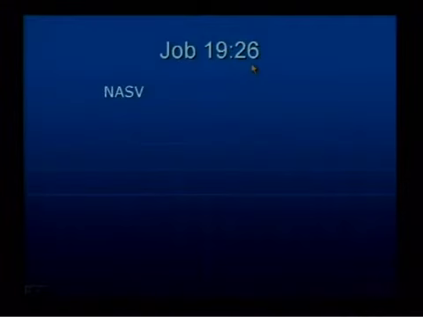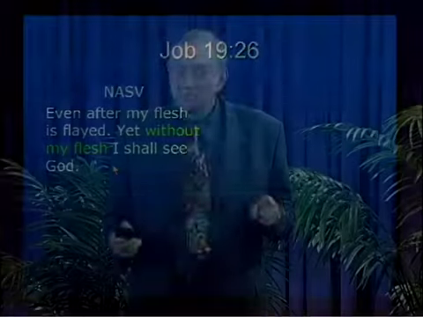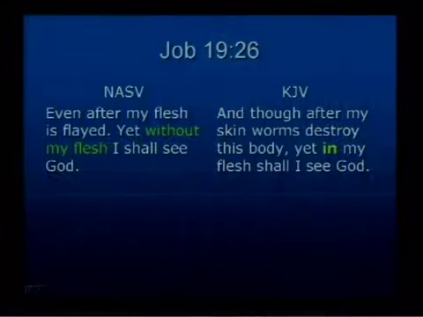Job 19, verse 26. The NASV says, "Even after my flesh is flayed, yet without my flesh I shall see God." So how do you see God now? As a spook. Casper the Friendly Ghost, that's how you will see him. What does the King James say? "And though after my skin worms destroy this body, yet in my flesh shall I see God." That's a big difference. The one is a resurrection, the other one is not.